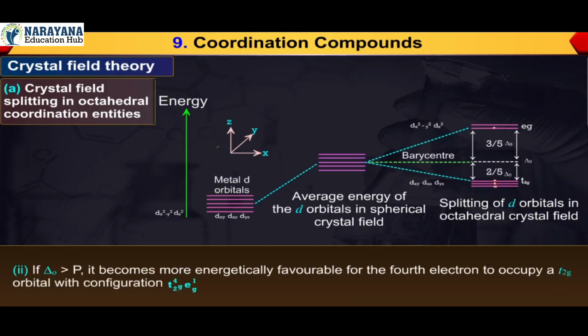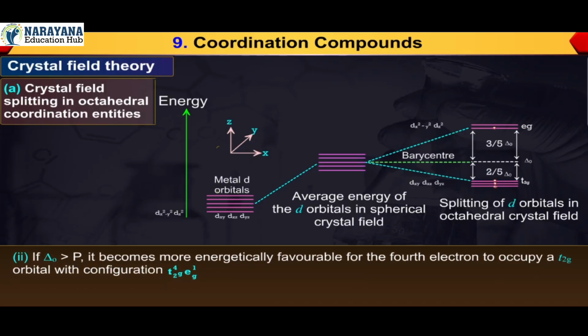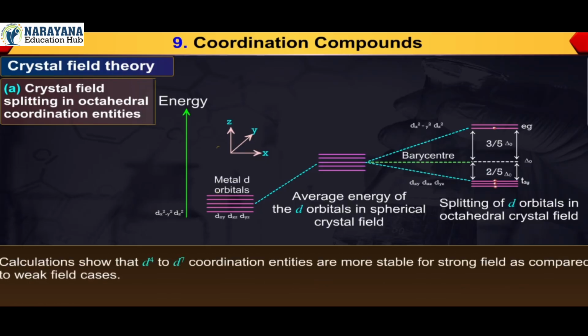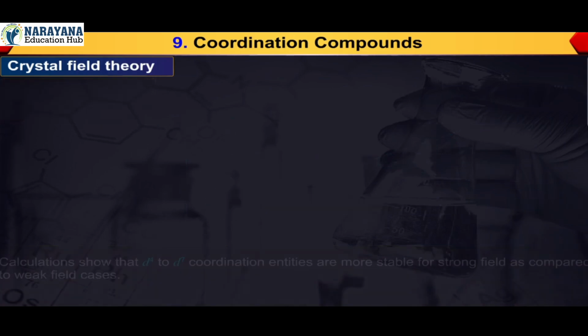2. If delta 0 is greater than P, it becomes more energetically favorable for the fourth electron to occupy a t2g orbital with configuration t2g4 eg0. Ligands which produce this effect are known as strong field ligands and form low spin complexes. Calculations show that d4 to d7 coordination entities are more stable for strong field as compared to weak field cases.